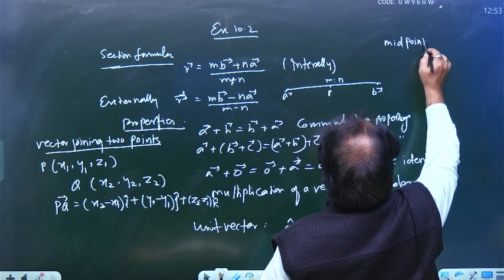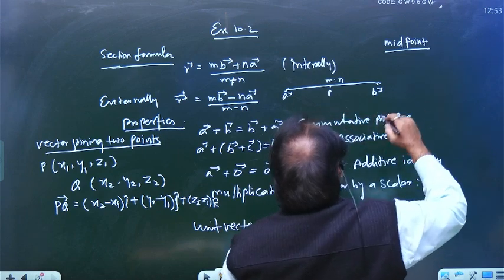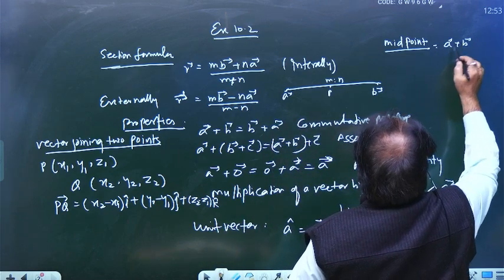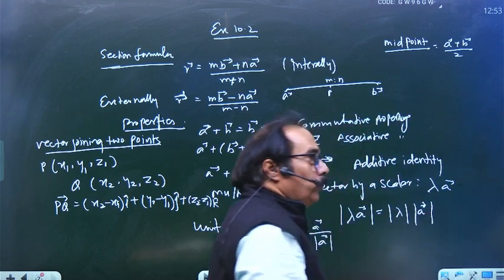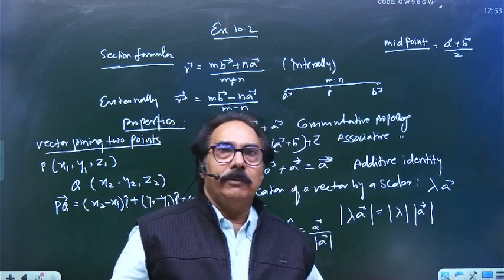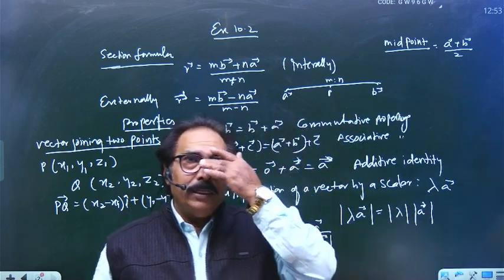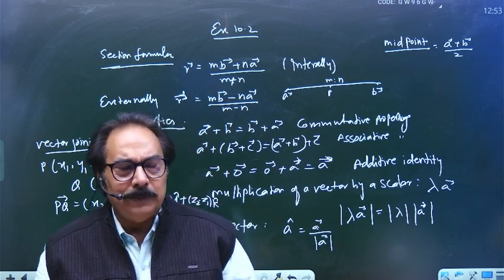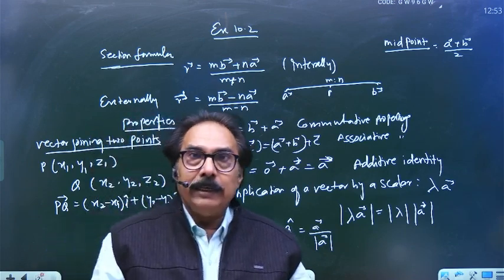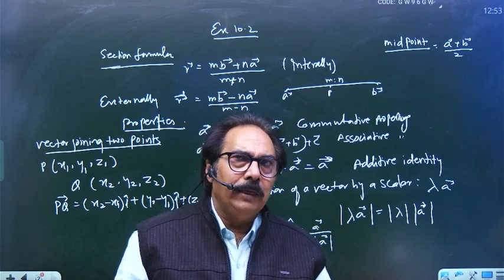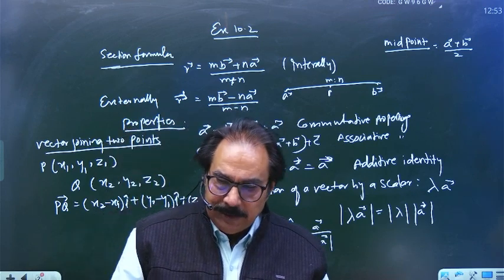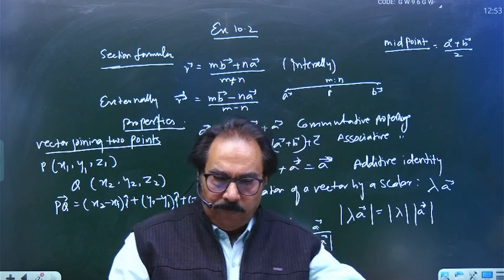And the last concept is the midpoint formula. If the two vectors are given, then the midpoint will be equal to vector A plus vector B divided by 2. Just like you read in class 10, x1 plus x2 by 2 or y1 plus y2 by 2, the same concept applies in the vector case. So if two vectors are given, the sum of the vectors divided by 2 is the midpoint of the vector.